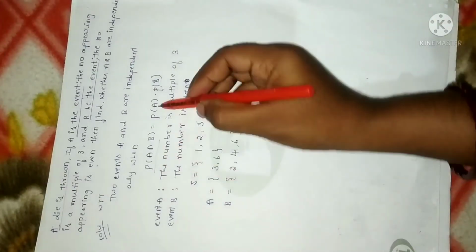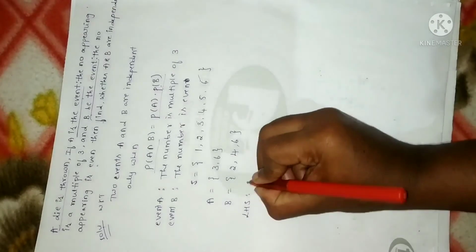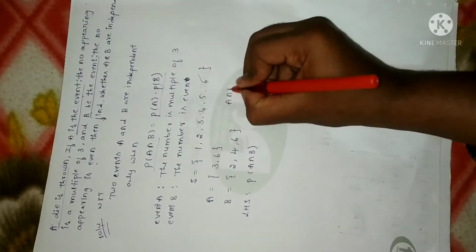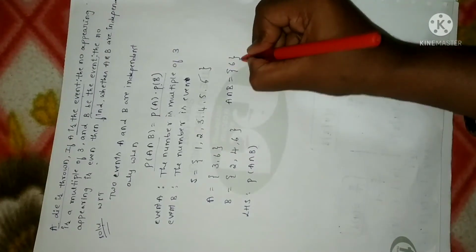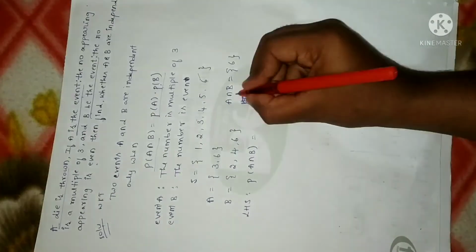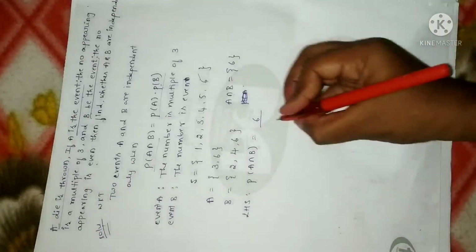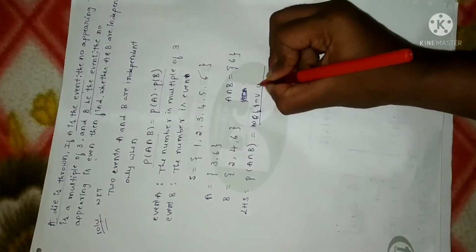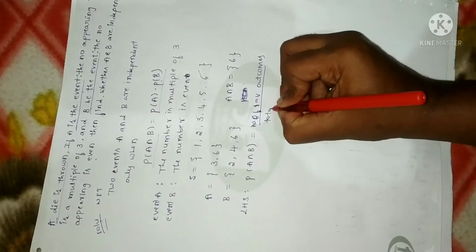Now we have to find these terms. First let me write LHS. LHS in the sense probability of A intersection B. So first let me write A intersection B. A intersection B is none other than the common term. Do we have one? Yes, we have. A intersection B is 6. Among how many events? First you just write down the formula: number of favorable outcomes divided by total number of outcomes.